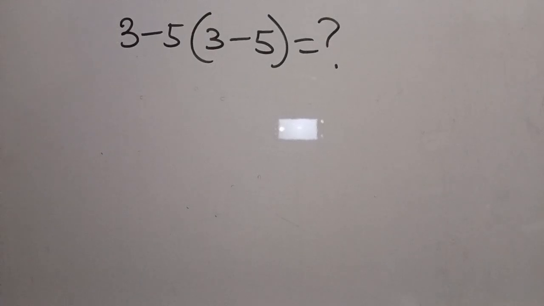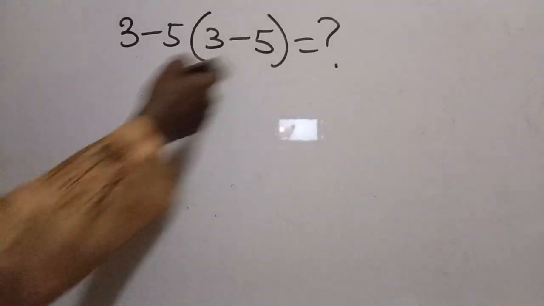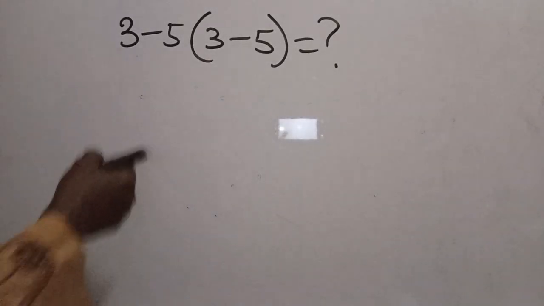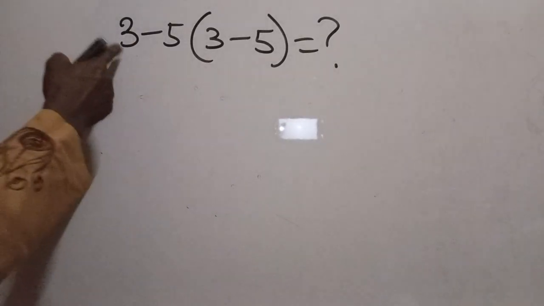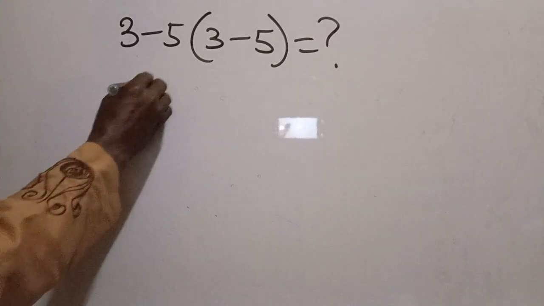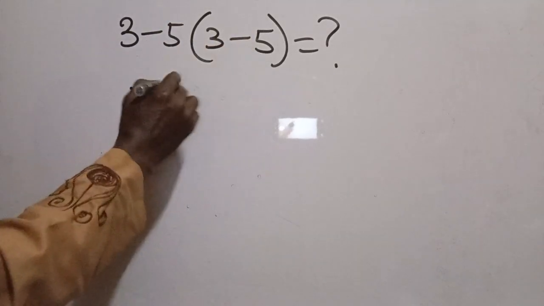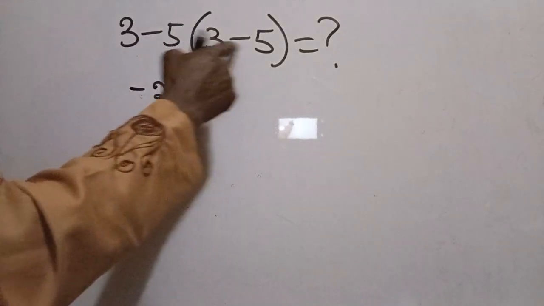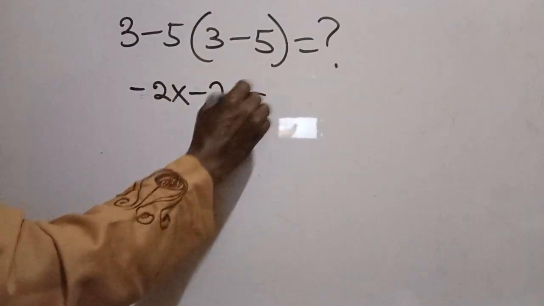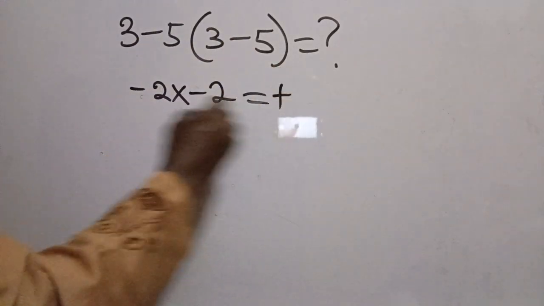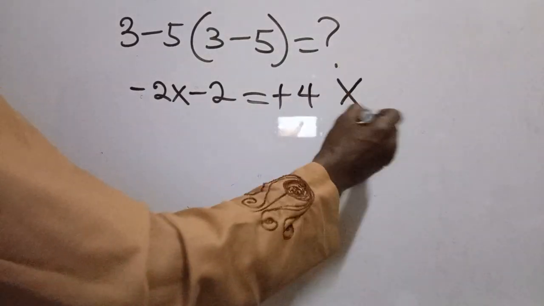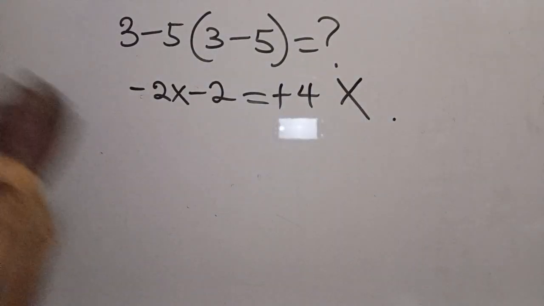Hello everyone, let us consider this simple algebraic equation: 3 minus 5(3 minus 5). Now, it would be wrong to say 3 minus 5 is minus 2, then between this 5 and this parenthesis is multiplication, then 3 minus 5 again is minus 2, so minus times minus is plus, 2 times 2 is 4. That is very wrong.